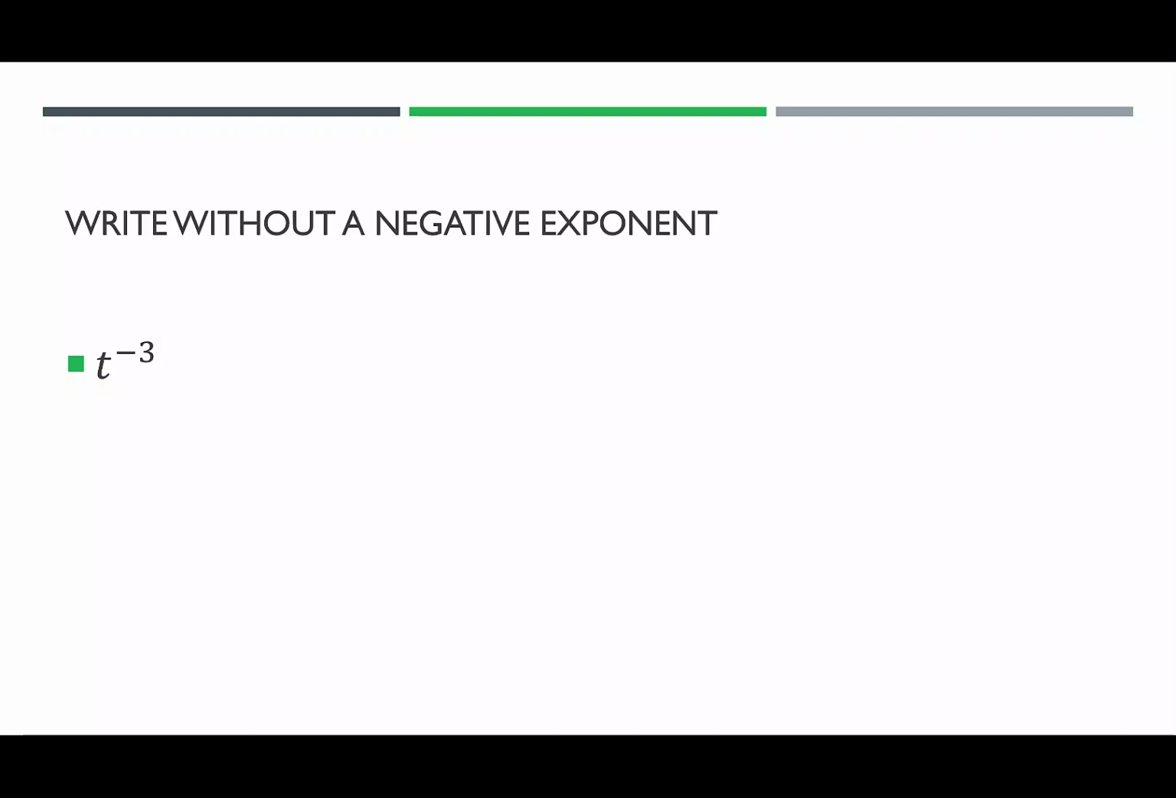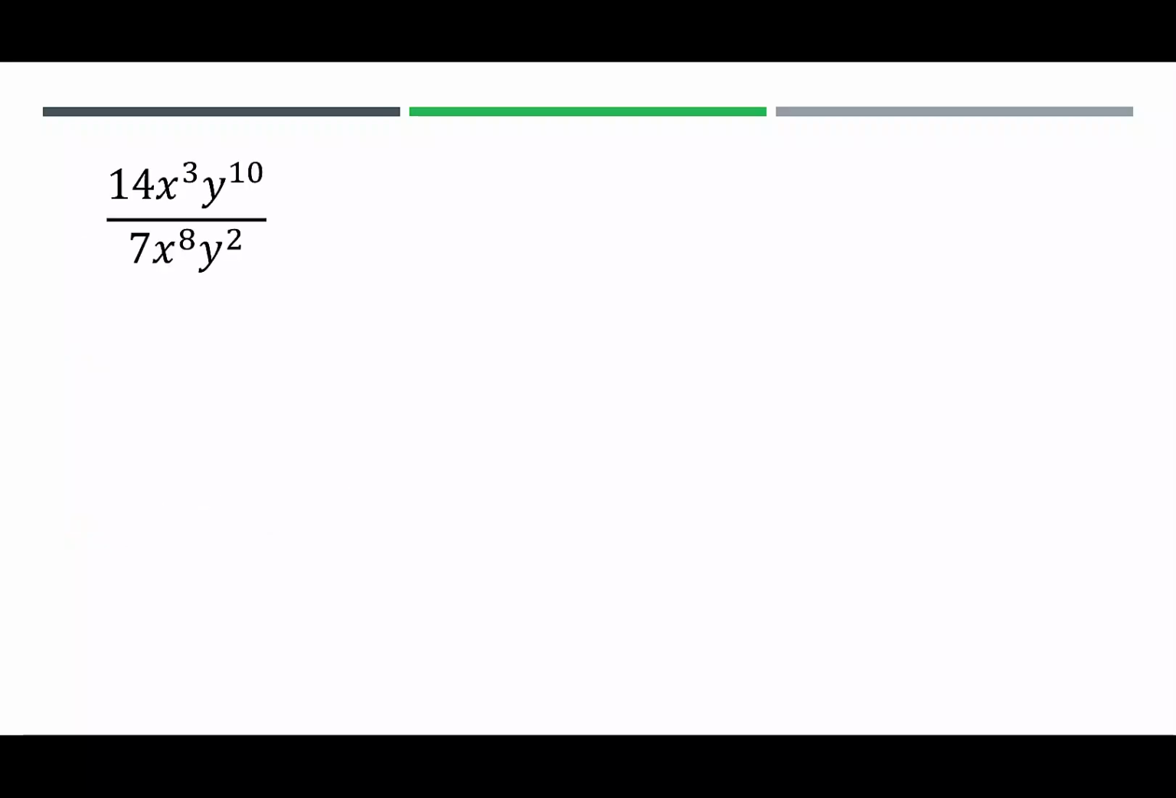Our first one says write without a negative exponent, and we're given t to the negative 3. We can rewrite that as 1 over t cubed. Next we have 9x squared y to the negative 3. We'll put the 9x squared in the numerator, and then the y cubed goes in the denominator. So let's make that even bigger.